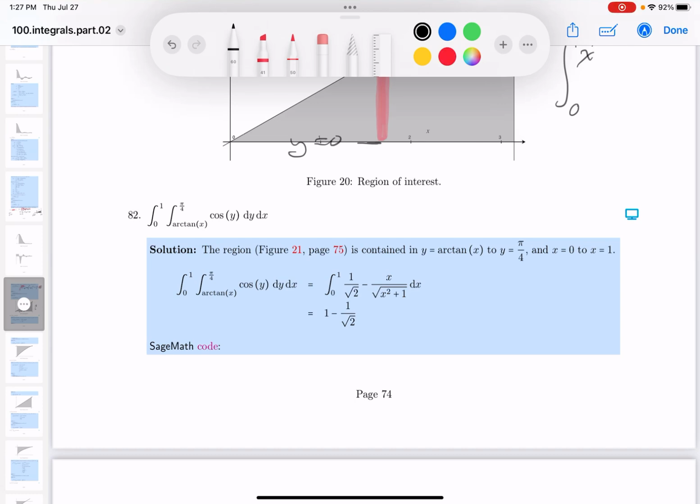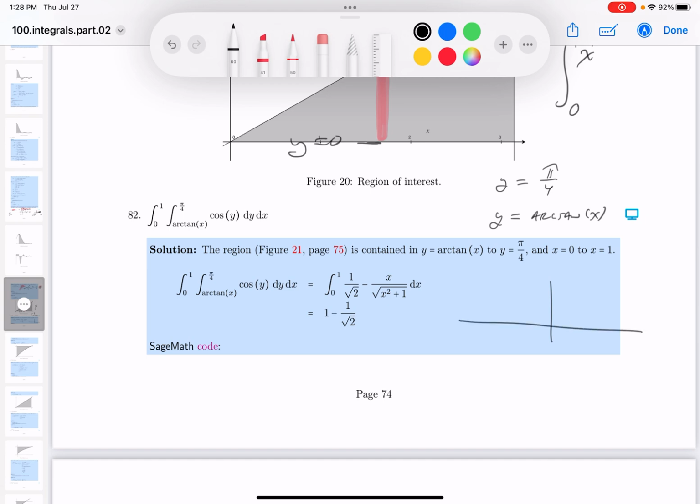Okay, switching order is not always necessary, but I want to go through what the region looks like. And the lower limit is going to be y equals the arctangent. That's the lower limit. And the upper limit is y equals pi over 4. And this is relatively easy to graph out.